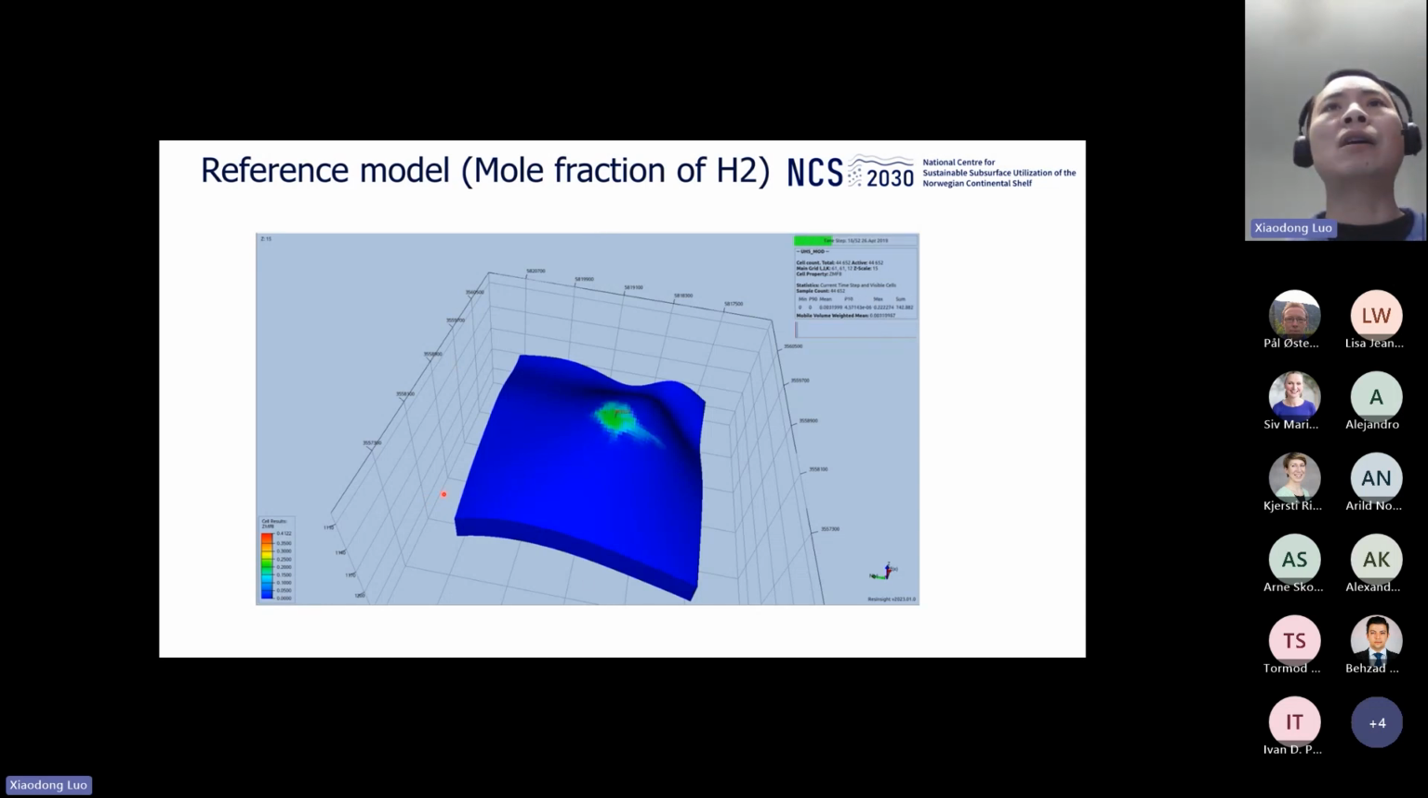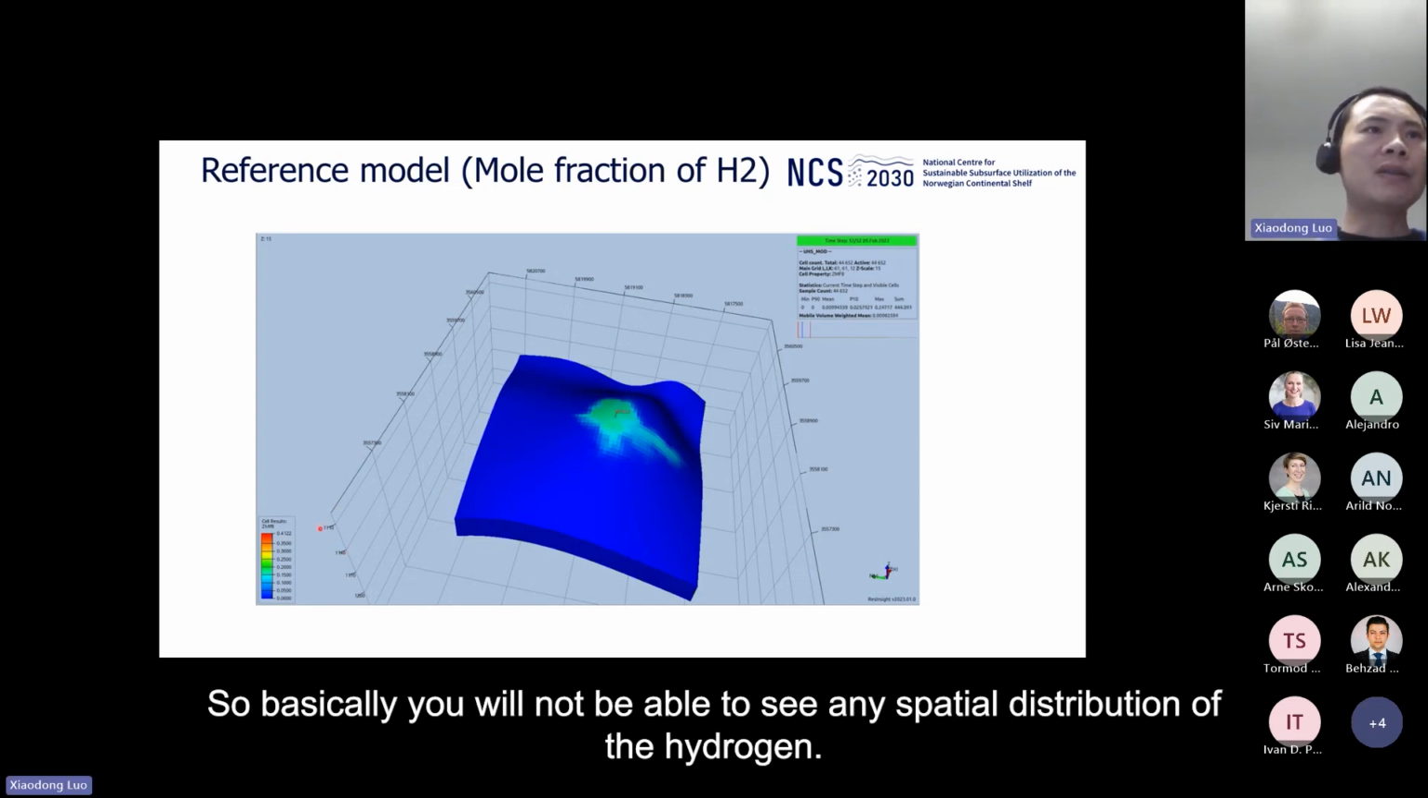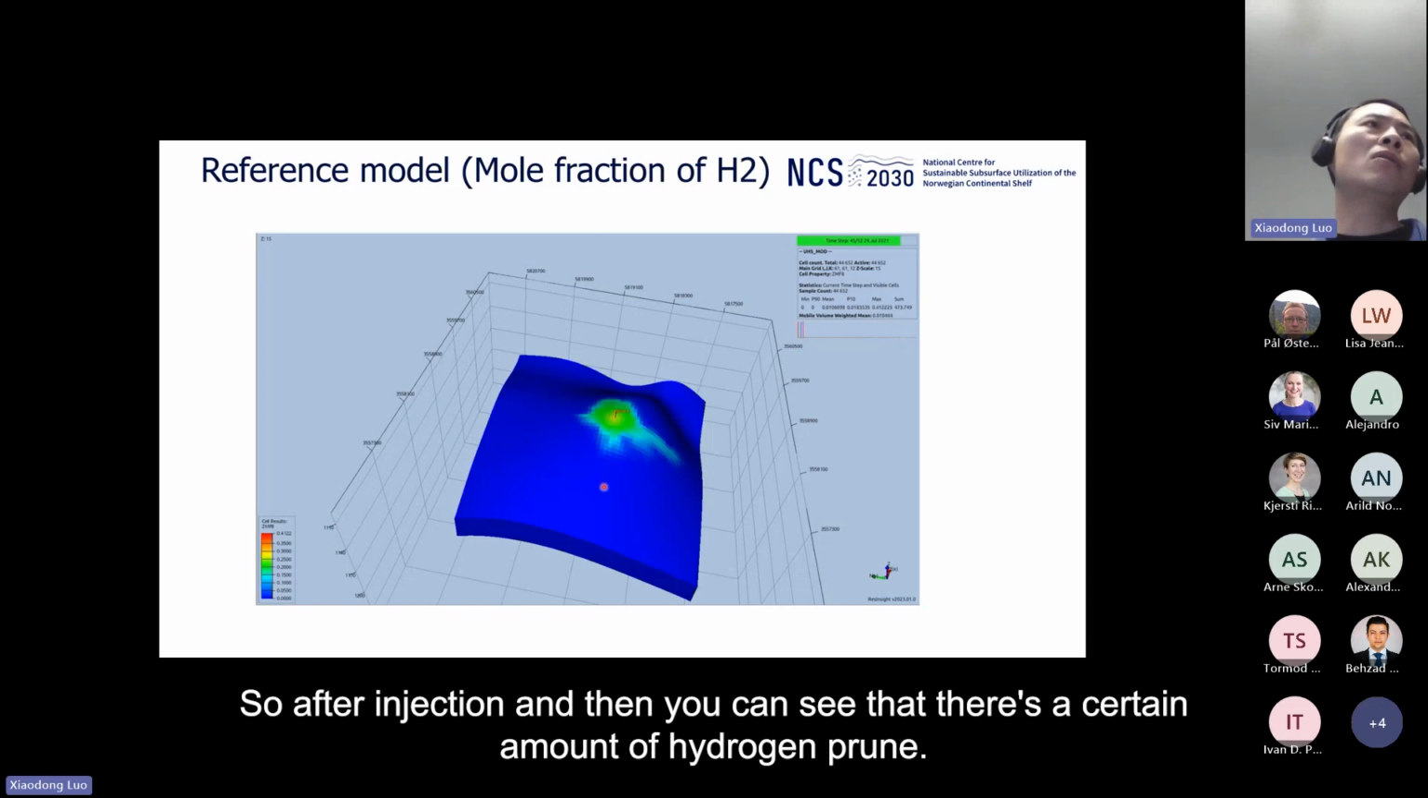From this video, you can see that at the beginning, when no hydrogen is injected, you will not be able to see any spatial distribution of the hydrogen. After injection, you can see that there is a certain amount of hydrogen plume.